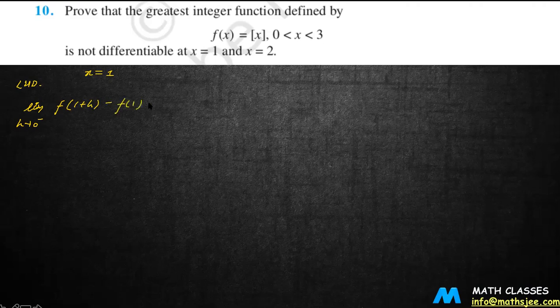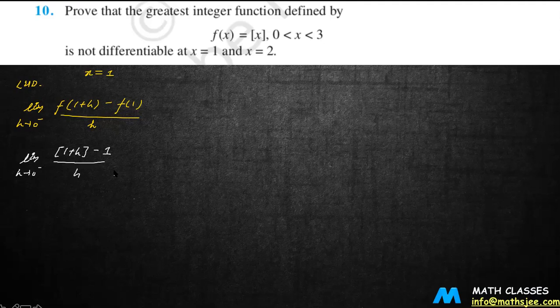minus f of 1. If we check at 2, it will be f of 2 plus h minus f of 2, right? Remember this. So this is divided by h. Now let us substitute the values, because we should know the properties of the box of x in this. So limit h tends to 0 minus. f of 1 plus h will be nothing but box of 1 plus h, right? Box here is the greatest integer function. Minus f of 1, because f of 1 is an integer, so this will be 1. Box of 1 is 1, divided by h, right?